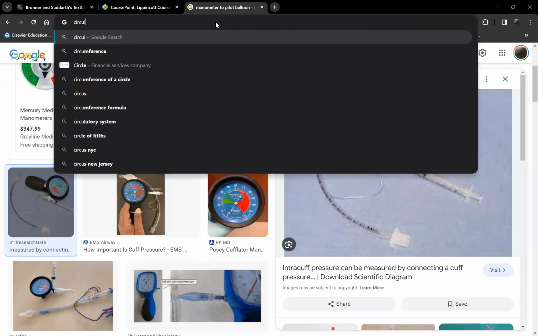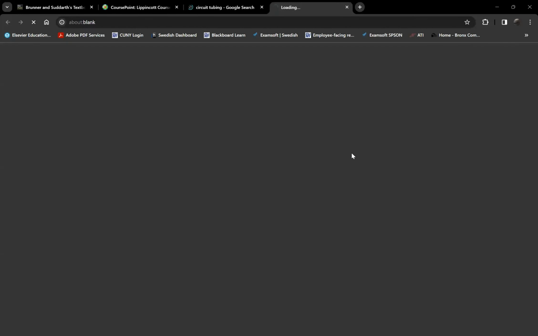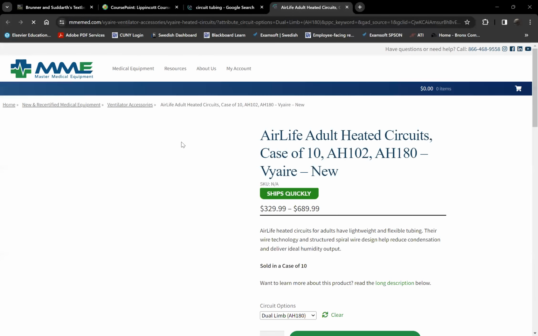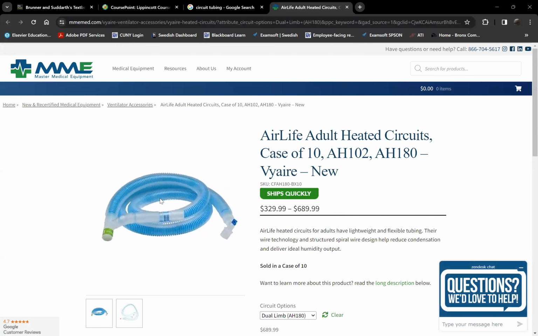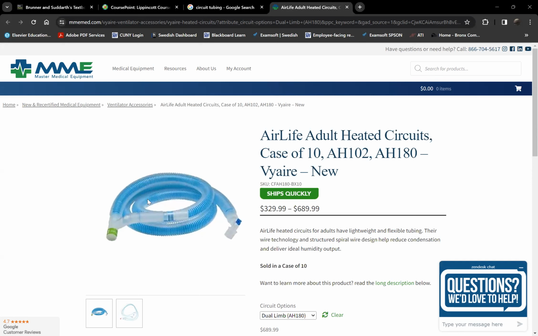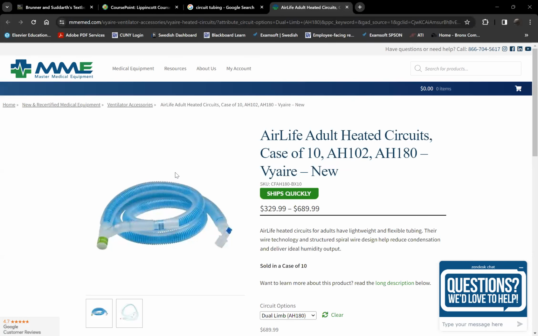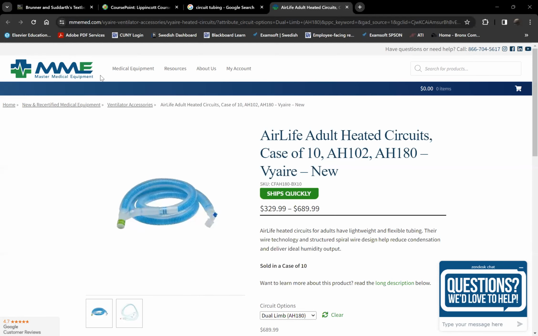Okay, tubing, in case you don't know what it looks like. So here's the circuit tubing for your ventilators. You've seen these, correct? The blue ones. You've seen these tubes, right? These are the ventilator circuit tubings. So will moisture gather in the tubing? Yes, because we humidify and warm the air as it exits the ventilator.